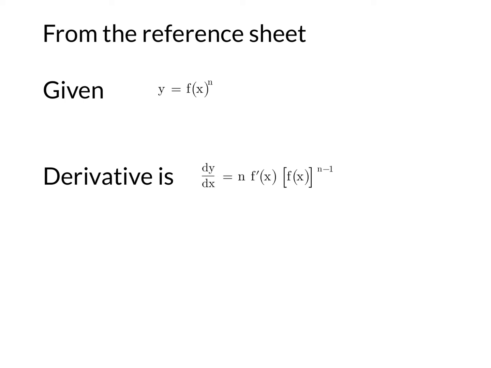So let me just clarify that again. You put the power down the front, so the n comes down the front. You times by the differential of the function, so whatever's inside the brackets, you times by that. And then you rewrite your bracket, so you rewrite the function, and you lower your power by 1.